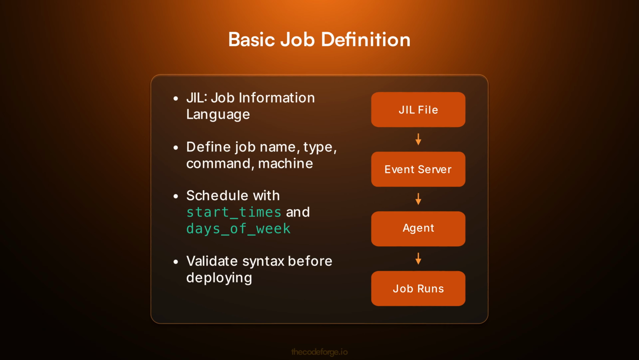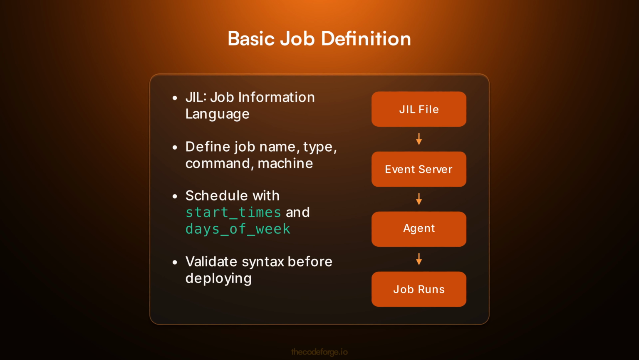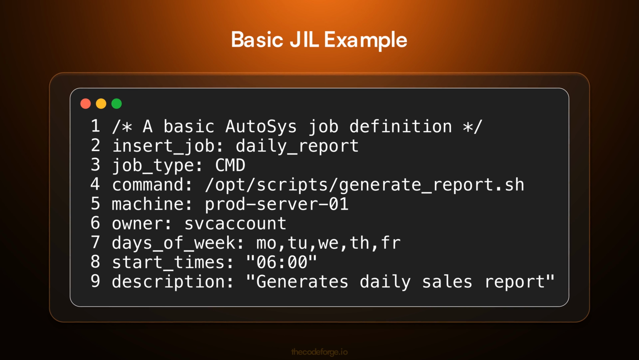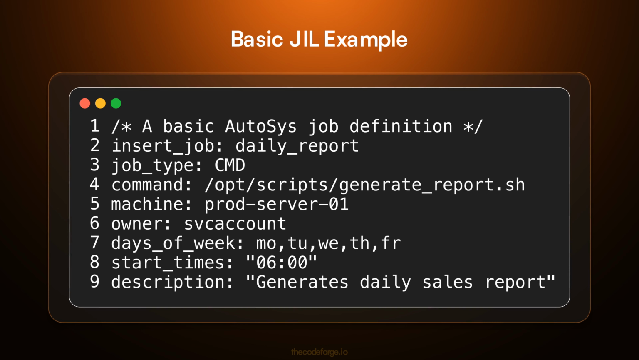Jobs are defined using JIL. Here's a basic example that runs a report script every weekday at 6 a.m. Notice the required fields: name, type, command, machine, and schedule. This JIL definition creates a command job that runs a shell script. The job will execute on prod server 01 every weekday at 6 a.m. Always test with the service account to avoid permission issues.